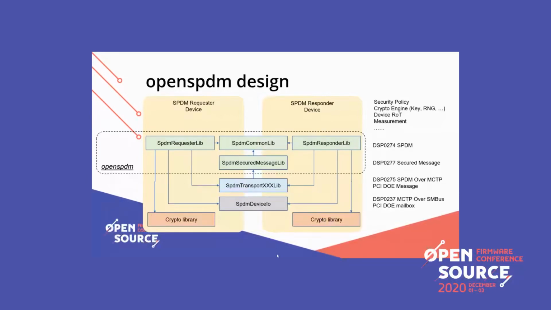OpenSPDM itself does not implement any crypto functions. It defines a set of crypto APIs such as hash, HMAC, asymmetric crypto, AEAD, or random number. The SPDM consumer may link other crypto libraries to support those crypto APIs. In the reference code, we provide two examples, the OpenSSL library and the Mbed TLS library, to show how to implement the crypto APIs. A device may also use a hardware crypto accelerator to implement those crypto APIs.